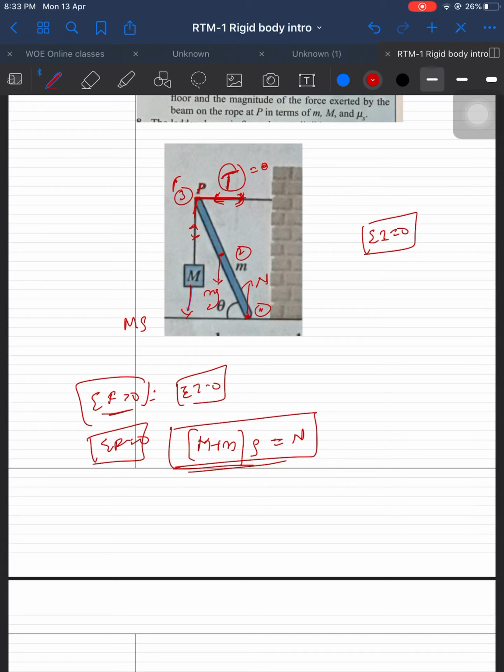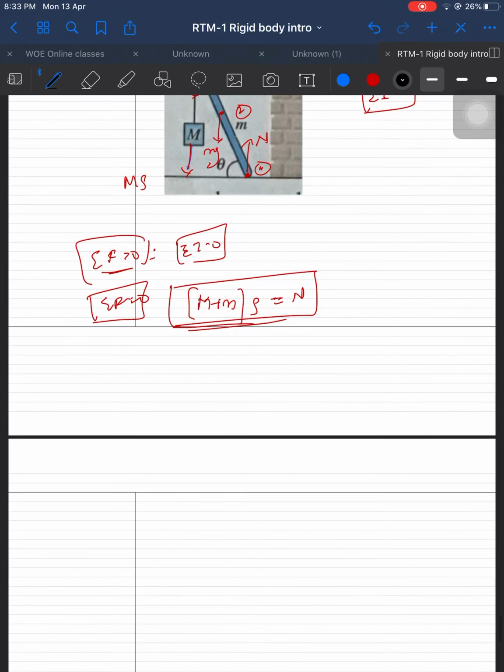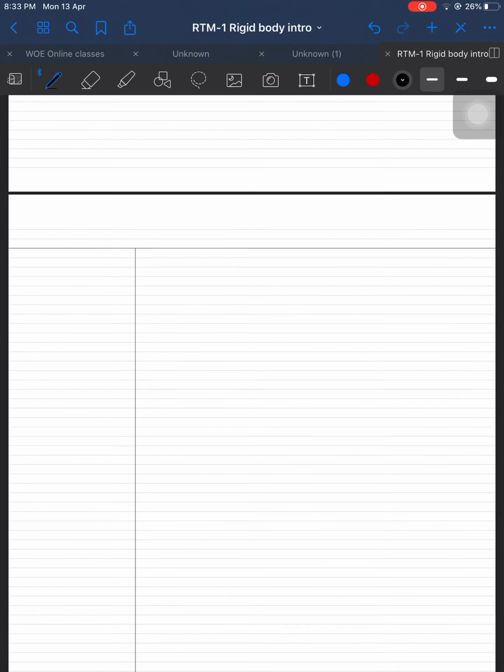Whatever values you don't know, it is better to consider the point of rotation at that point. I don't know tension T, so I am considering point P as the axis of rotation. Because of tension, the torque is equal to 0. It becomes easy for me. Torque due to T will be eliminated. So next, let's do the torque balance for this rod.